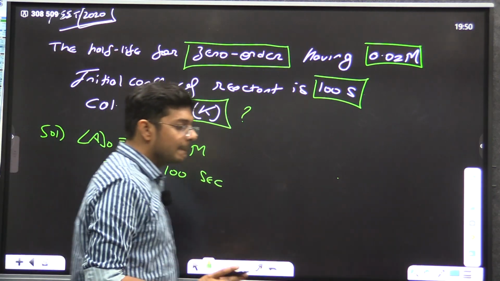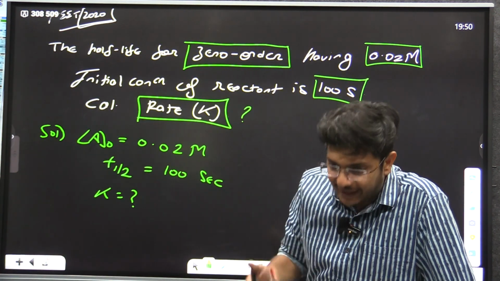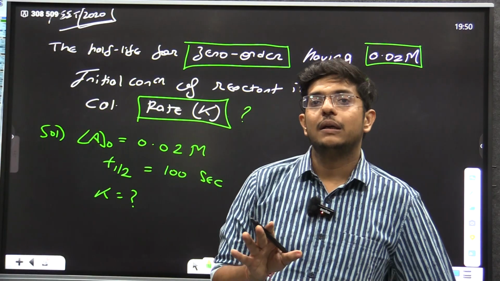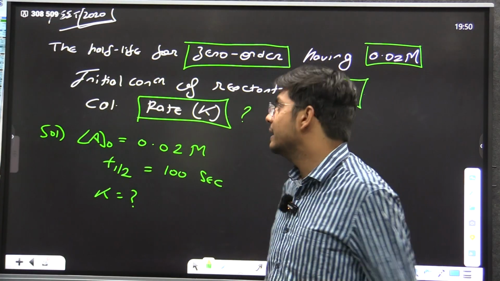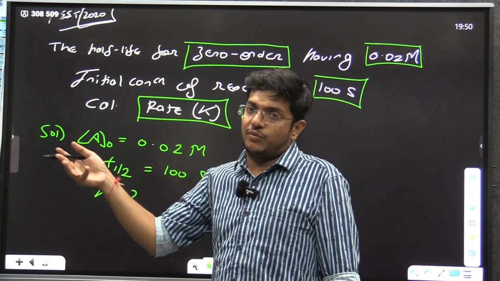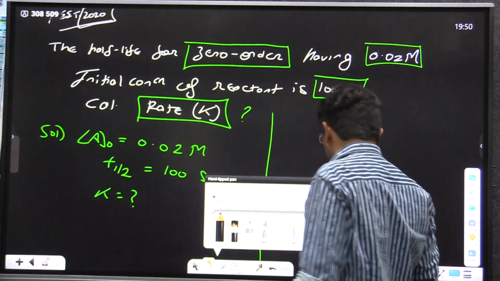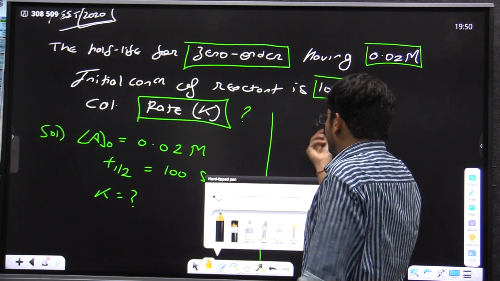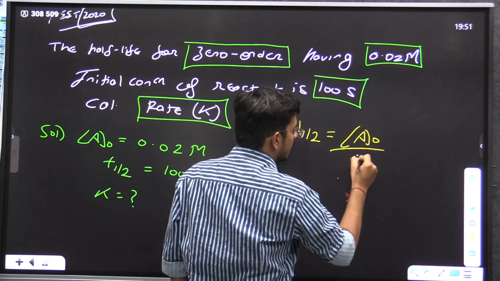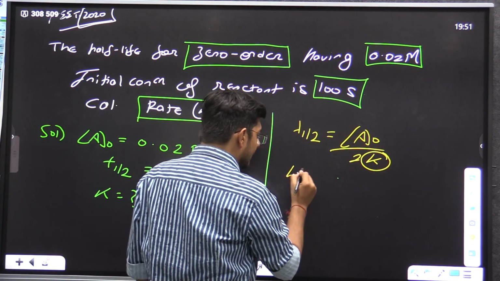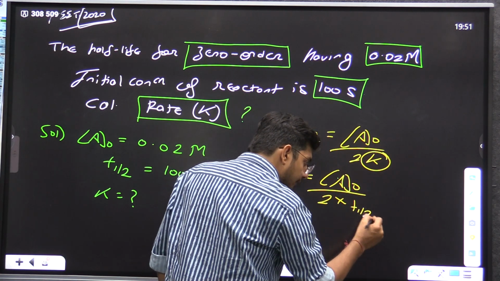This is very simple. In general, if the question does not explain or give what the stoichiometry is, remember we need to assume the stoichiometry should be 1. This is most important, because as we know, if we change the stoichiometry, the overall data will change. So nothing is mentioned over here. So we just need to put in the formula that, as we know, T half is A naught by 2K, and we need to calculate the K. So K is A naught by 2 into T half, right?